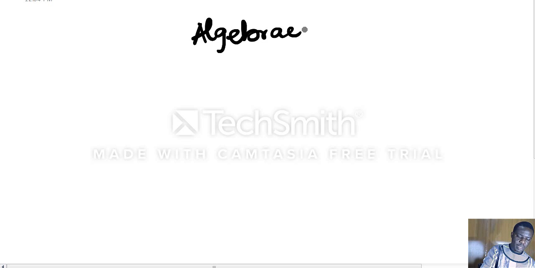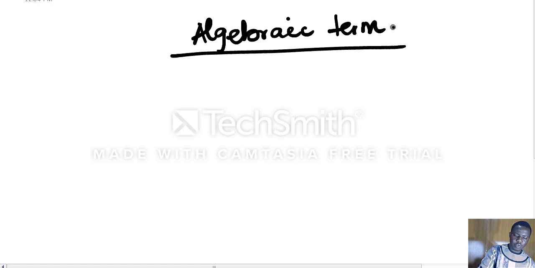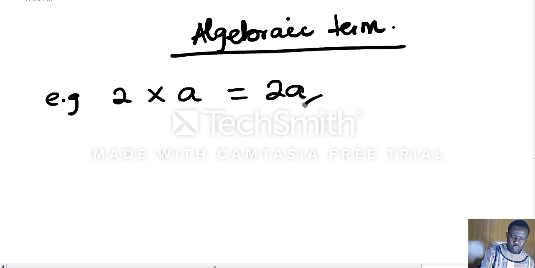What do we understand by algebraic term? From our New General Mathematics or New Concept Mathematics, we said an algebraic term is a term that comprises the product of numbers and letters of the alphabet. For example, we say product of letters and numbers. That is, if I say 2 times a, the product of letters and numbers will give me 2a. So this is referred to as an algebraic term.